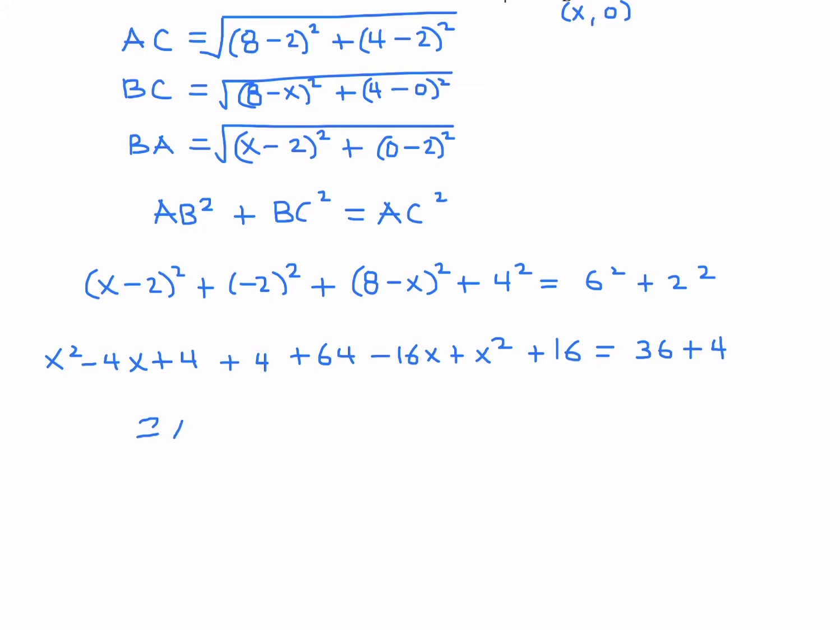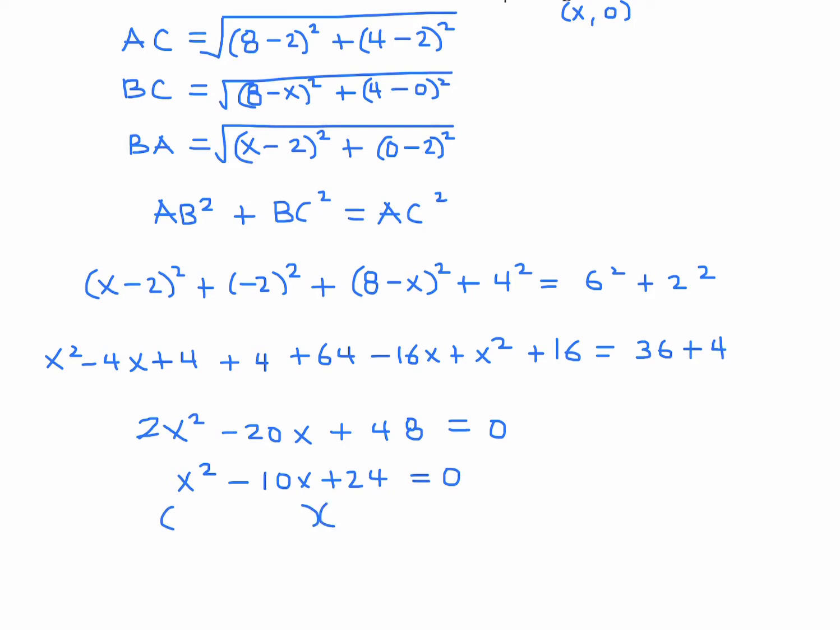Collecting like terms, you get 2x squared minus 20x plus 88. Bring everything over to one side. We can divide through by 2, and this gives me x squared minus 10x plus 24 is equal to 0.